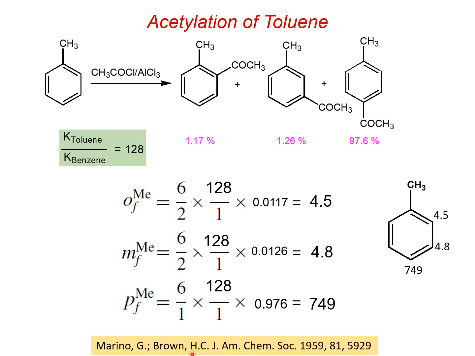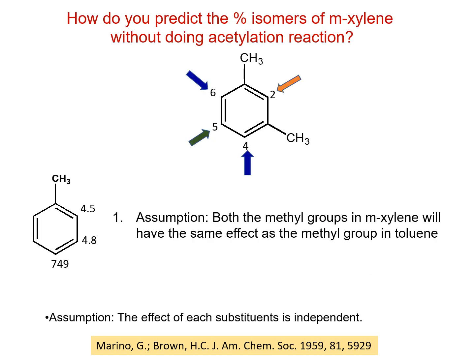and one of the co-authors of this paper is Dr. H.C. Brown, a Nobel laureate known for organoborane chemistry. He had done this work in one of the popular American universities, named Purdue University. So this work did not end here.